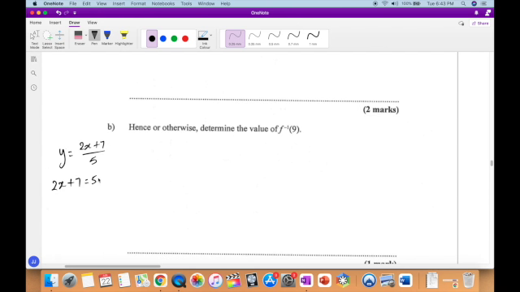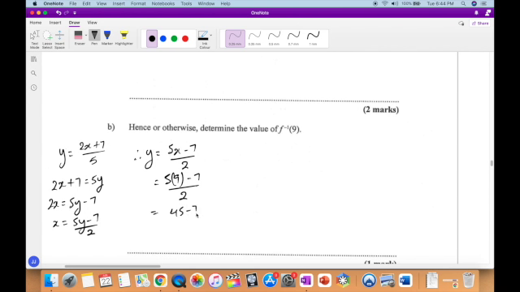2x plus 7 is equal to 5y. 2x is equal to 5y minus 7. X is equal to 5y minus 7 divided by 2. And therefore you switch the x and the y. So y is equal to 5x minus 7 divided by 2. And what happens if we put 9 in here? 9 minus 7 divided by 2. What will we get? We will get 9, 5 9s are 45, minus 7 divided by 2. Which is the same 19.